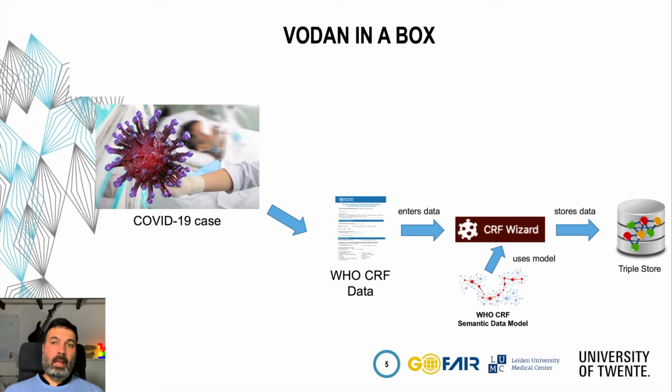And then once you fill this, the tool applies the semantic model that we embedded there, and then we can generate properly annotated RDF that's stored in a triple store. So the data that people entered by filling the form is transformed into RDF using our semantic data model.